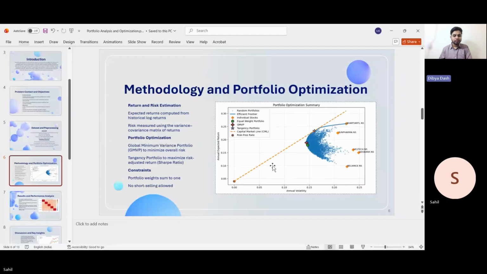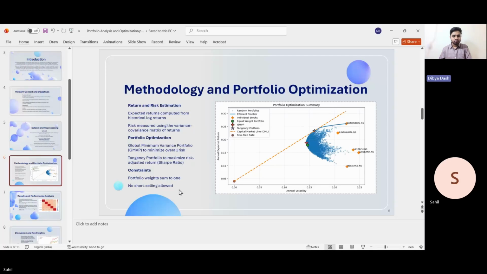We also identify the tangency portfolio, the purple star, which delivers the highest return per unit of risk by maximizing the Sharpe ratio. It sits at the point where the efficient frontier meets the capital market line, making it the most efficient portfolio. To keep the analysis realistic, we apply two constraints. Weights must sum to 1, and short selling is not allowed, reflecting practical long-only investment strategies.